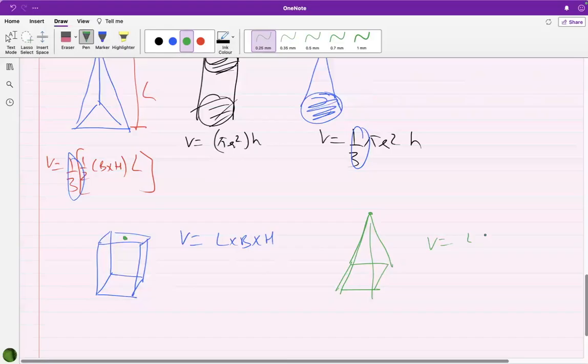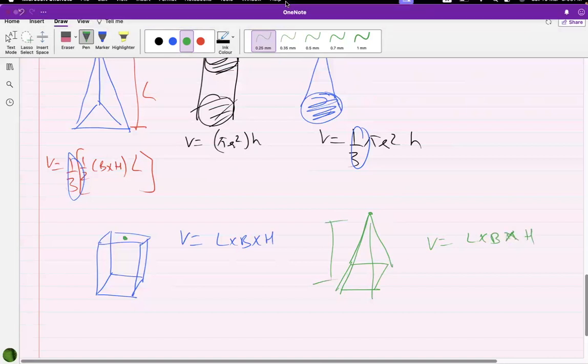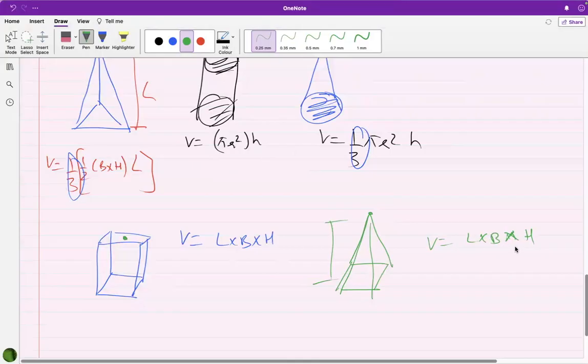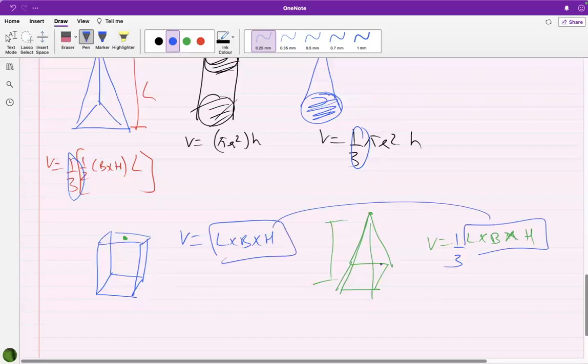So the base was square. That should be length into breadth into height, same thing, length into breadth into height. Now because it converges at one point, this is the difference. All of this stays the same. When it converges at the top, we add a constant 1 by 3. Volume reduces 3 times.